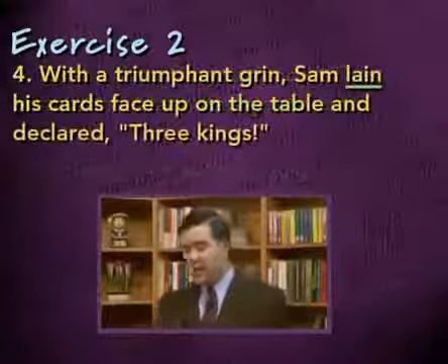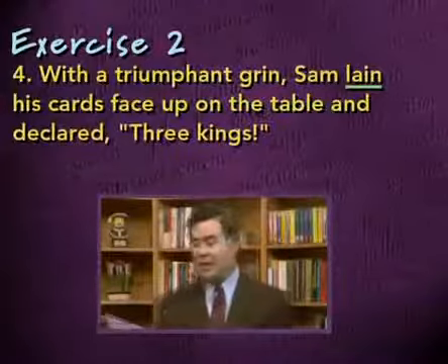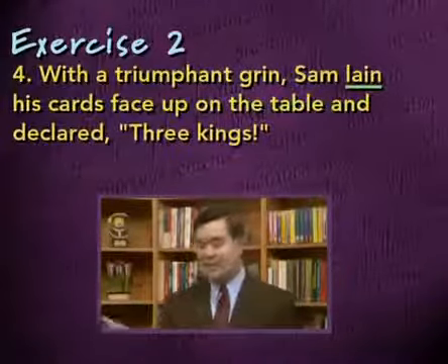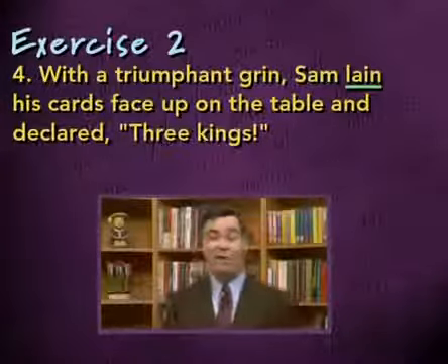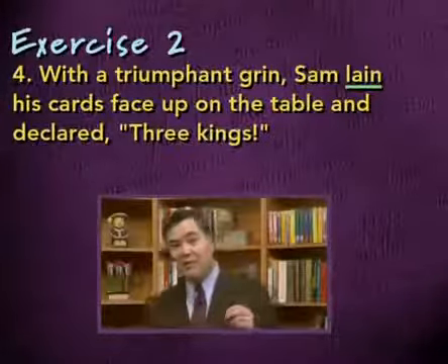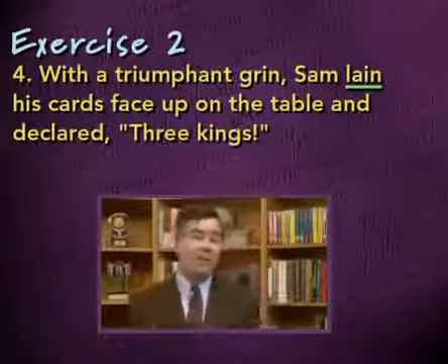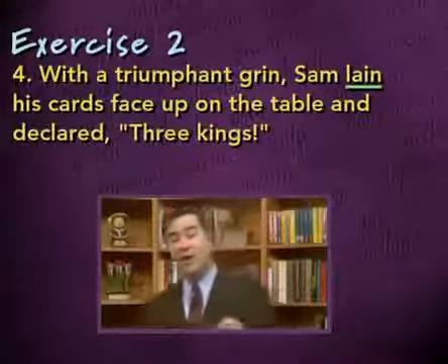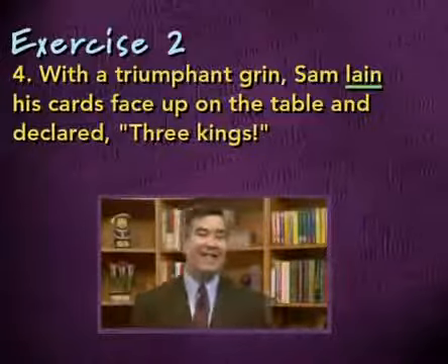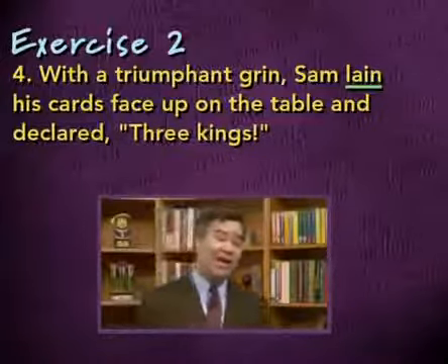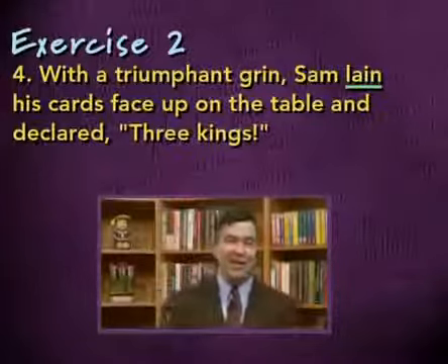Next example. With a triumphant grin, Sam laid his cards face up on the table and declared, 3 kings. So Sam has won this card game, but has the proper irregular verb been used? Well, let's begin by figuring out which of those two tricky irregular verbs would be proper in this sentence. Do we want the verb to lie or the verb to lay? Well, remember, the verb to lie is an intransitive verb that doesn't take a direct object. The verb to lay is a transitive verb that does take a direct object.